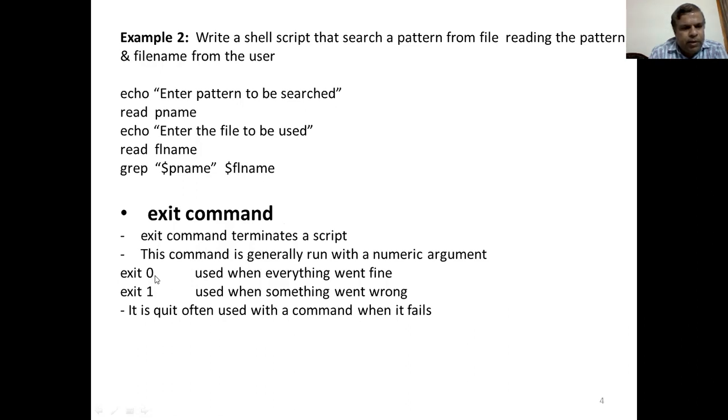So exit and the argument is 0. This is used when everything went fine. Exit followed by the numeric argument 1, exit 1, is used when something went wrong. So you can exit a script at any place using the exit command. It is quite often used with a command when it fails.